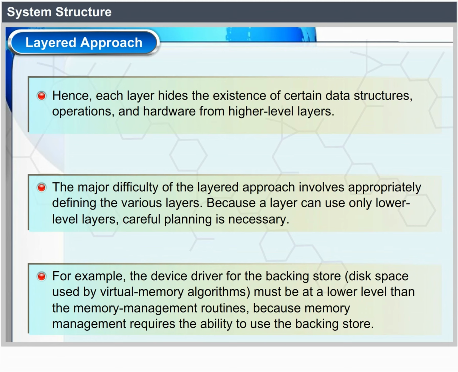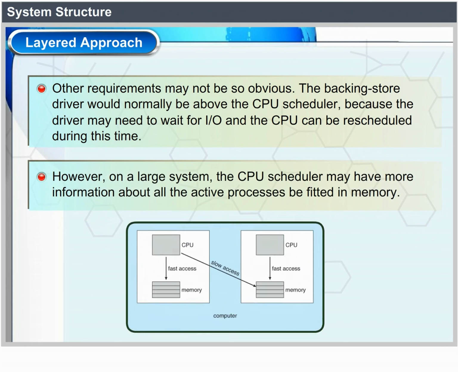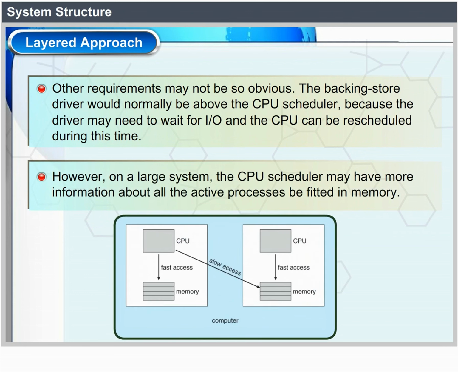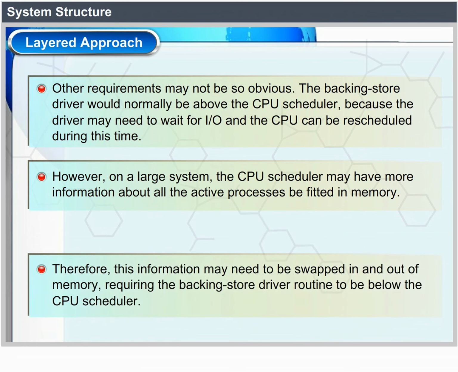The backing store driver would normally be above the CPU scheduler because the driver may need to wait for input-output and the CPU can be rescheduled during this time. However, on a large system, the CPU scheduler may have more information about all the active processes than can fit in memory. Therefore, this information may need to be swapped in and out of memory, requiring the backing store driver routine to be below the CPU scheduler.